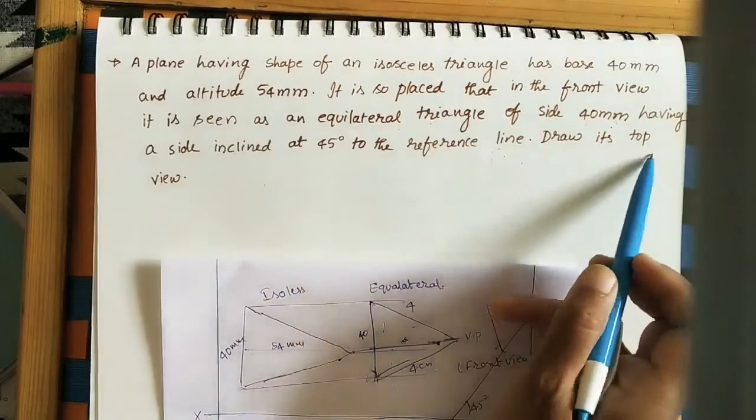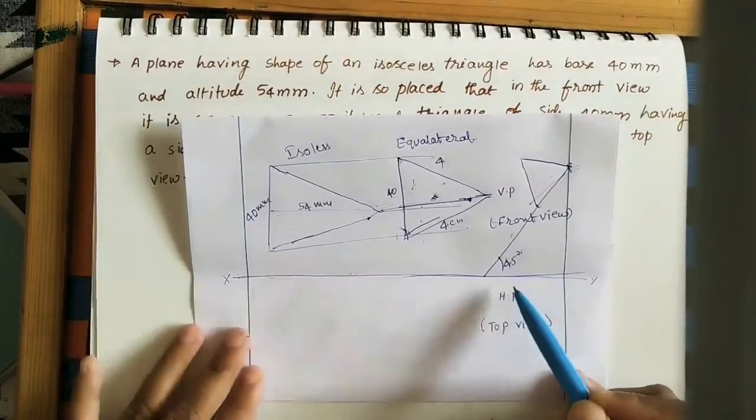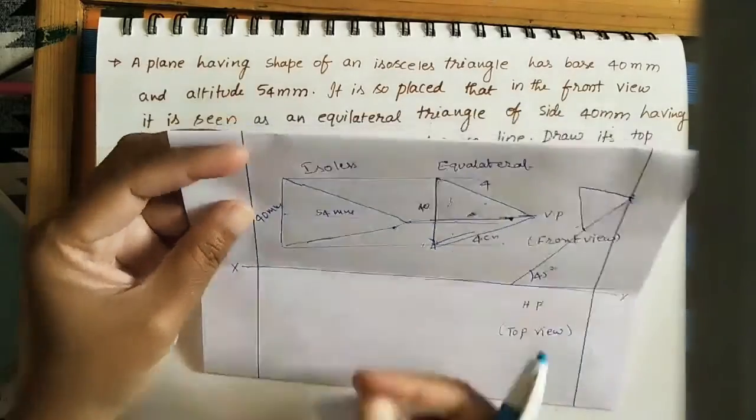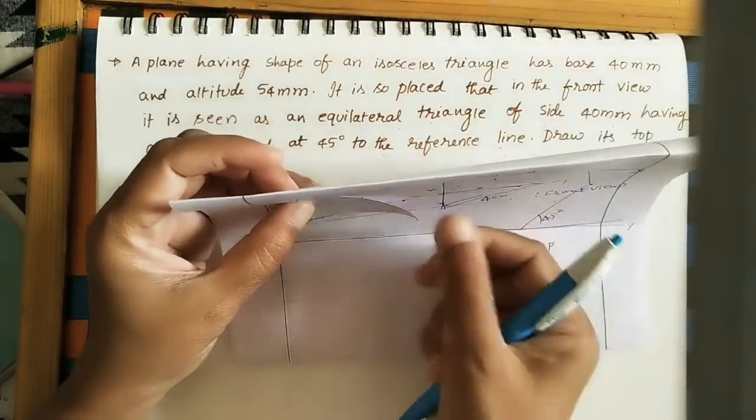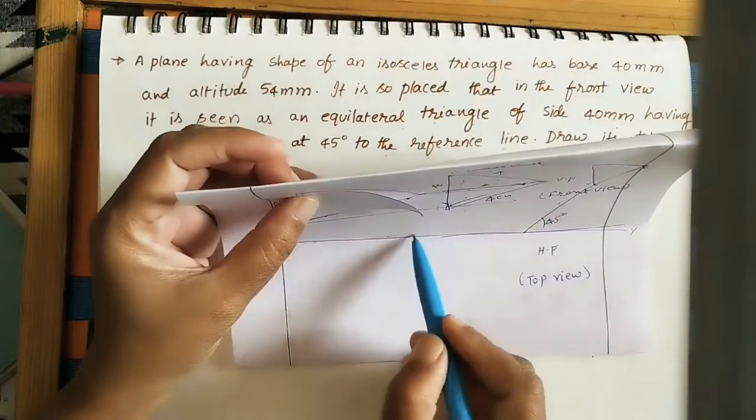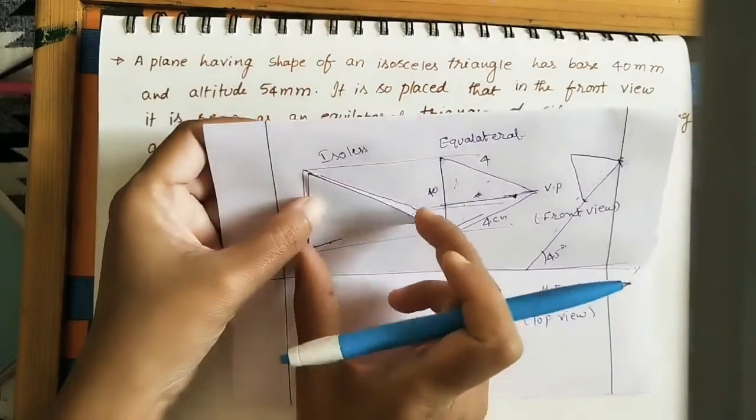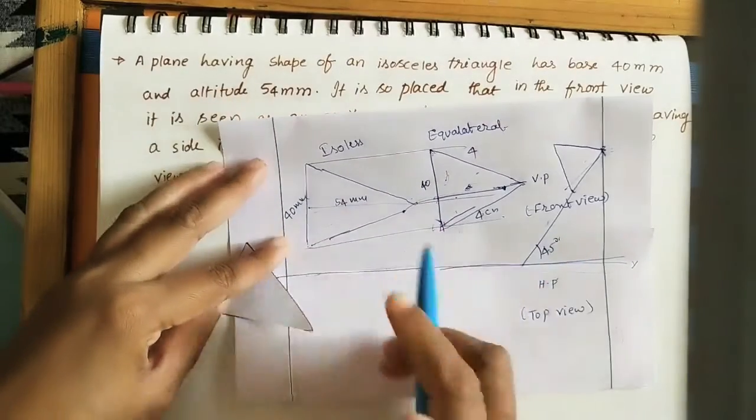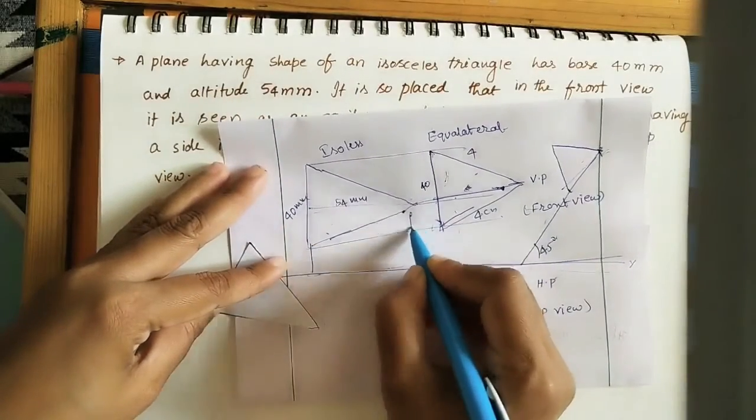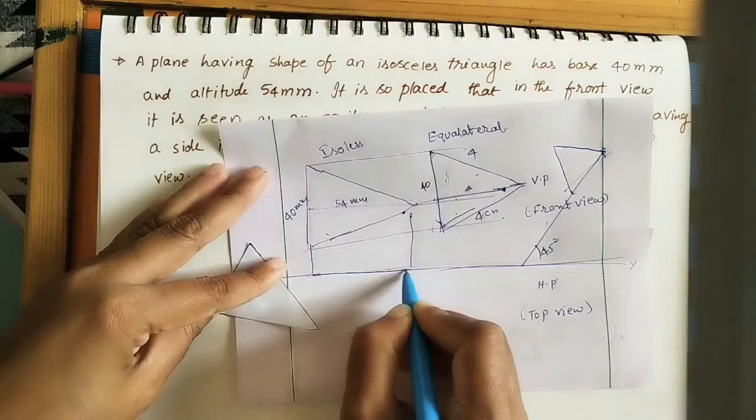Okay, draw its top view. We need to do the top view of it. Initially take for this how the top view is coming. If you are taking it in 3D, the triangle is like this. In the top view, we can see the line. All planes are looking like a line in the top view. Whatever height has been given, 54, we can see the line here. Okay, it is the top view in this position.